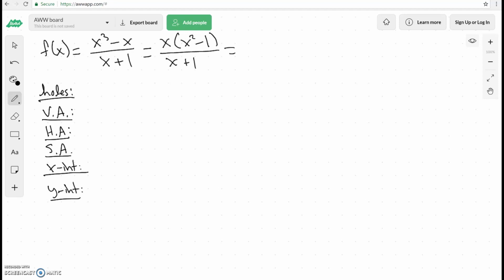Notice that this x squared minus 1 can further be factored into x plus 1, x minus 1, divided by x plus 1. And what you'll see is that the x plus 1s actually go away. And what I'm left with is x minus 1. That's what I'm left with. And you can multiply this out to really see what this is. You get x squared minus x, which is, in this case, a parabola.